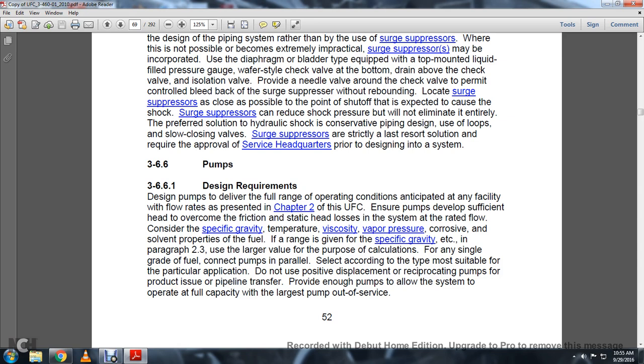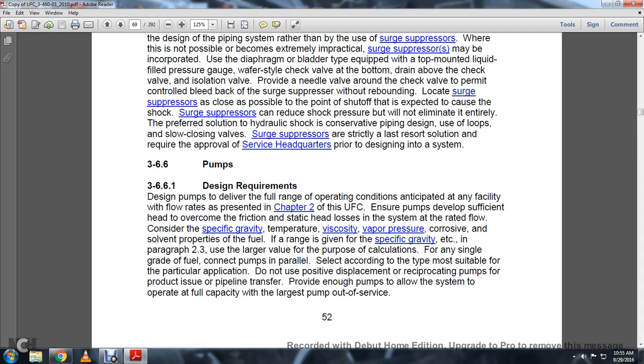366 pumps. 366.1 design requirements. Design pumps to deliver the full range of operating conditions anticipated for the facility. The flow rates are presented in Chapter 2 of the Unified Facilities Criteria. Ensure the pump delivers sufficient head to overcome friction and static head loss of the system, and the rate of flow, with concern for specific gravity, temperature, viscosity, vapor pressure, and corrosive slow-out. Consider all of the properties of the fuel and its range, given the specific gravity, etc.